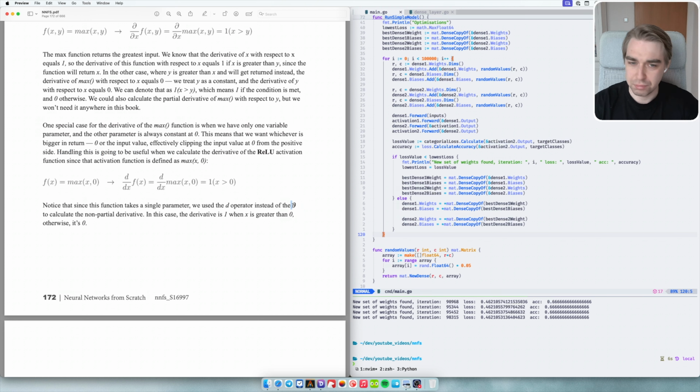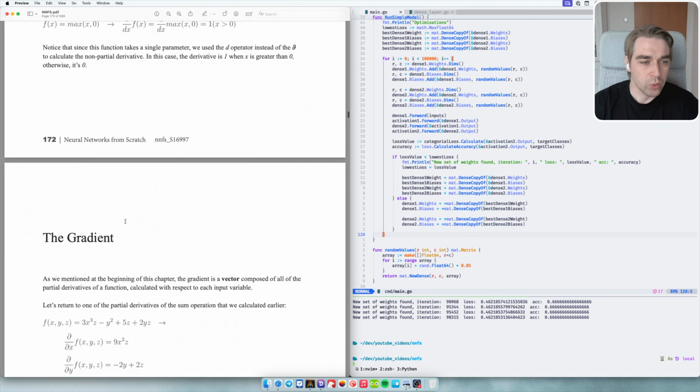Notice that since this function takes a single parameter, we used a d operator instead of the partial one. Maybe the same person, maybe somebody else, can tell me how to properly read it. I tried to find it, but it sounds like a d, for calculating the non-partial derivative. In this case, the derivative is 1 when x is greater than 0, as y is 0.